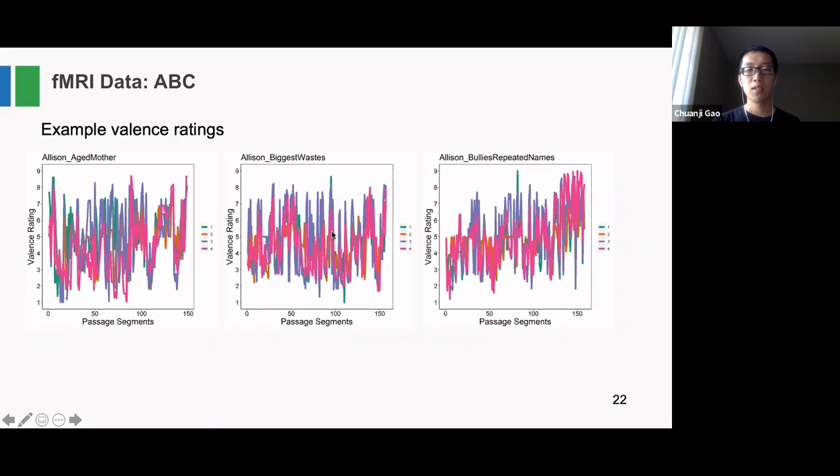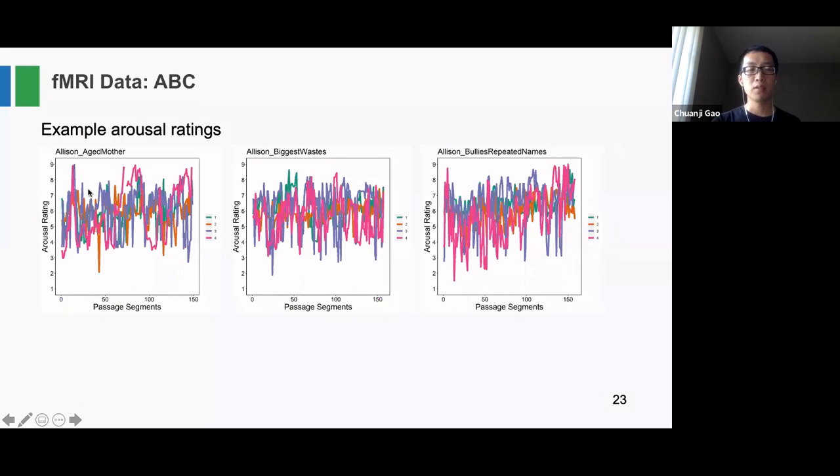So it's very consistent across all the passages, but here I just show you some of the examples. And here we're also showing the arousal ratings for four different raters for three example passages. Arousal ratings are in general less consistent compared to the valence ratings, but in general, it's still pretty much consistent across different raters.